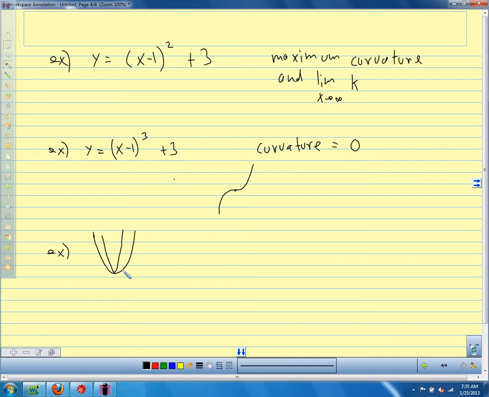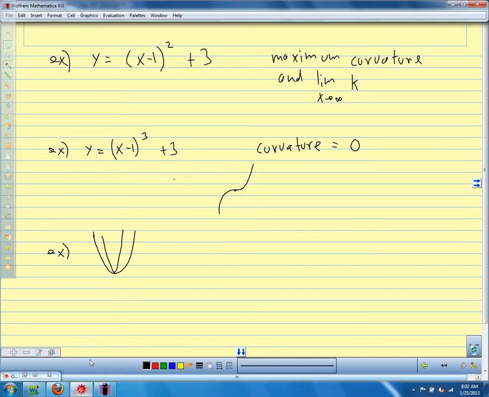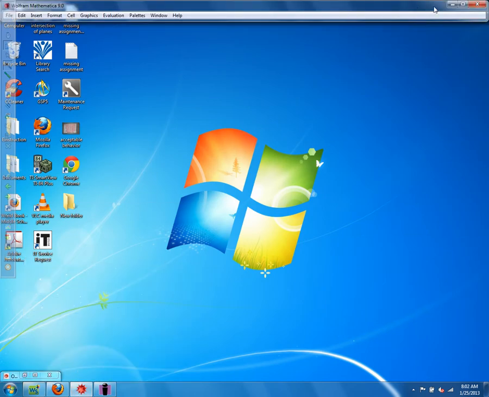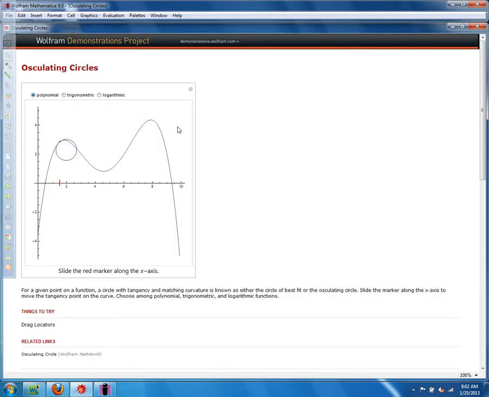Since we have a little bit of time, I wanted to show you these demonstrations. So I have an osculating circle demonstration. Where is it? Oh, there it is. All right, so here's our function, and here's our osculating circle. So we just have a polynomial function here. The radius of the circle matches the radius of the curve here, and we can drag this along.